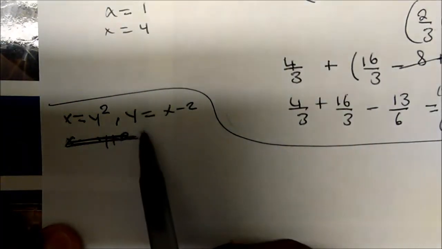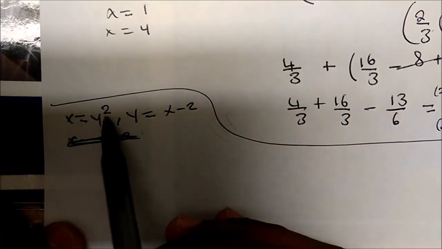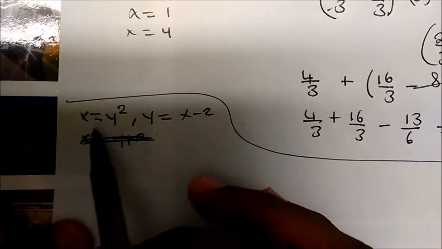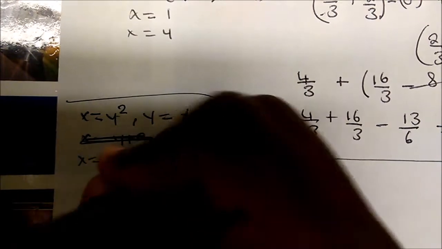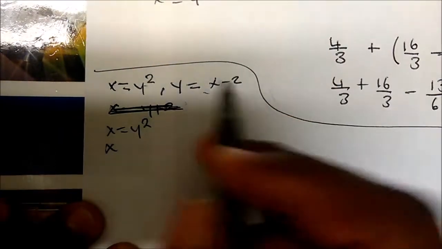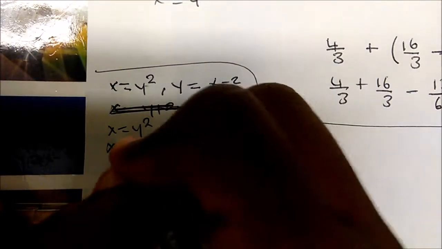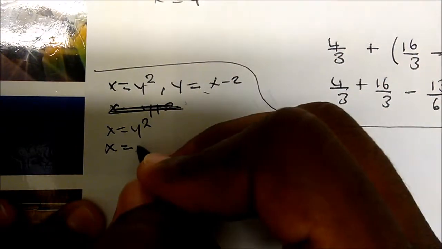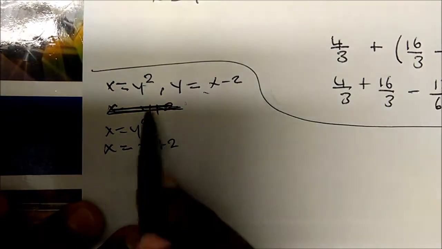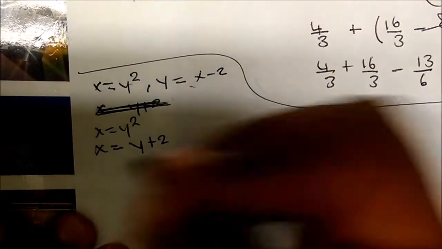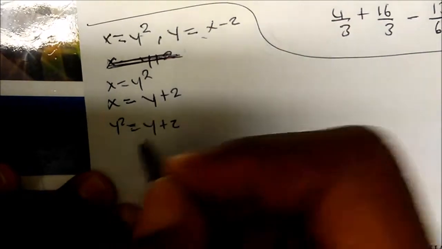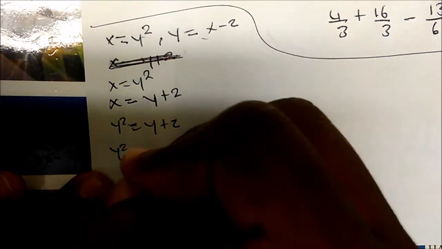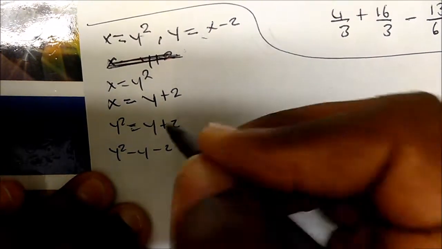So if I want to solve for my y limits of integration, I got to make sure I got everything in terms of x. So here I have x is equal to y squared, so I got to solve for x here. So x is equal to y squared, and bring the 2 over to both sides, x is equal to y plus 2. So now I can set these equal to each other. So y squared is equal to y plus 2. So therefore, I can solve for y on both sides of the equation. So this is y squared minus y minus 2 is equal to 0.